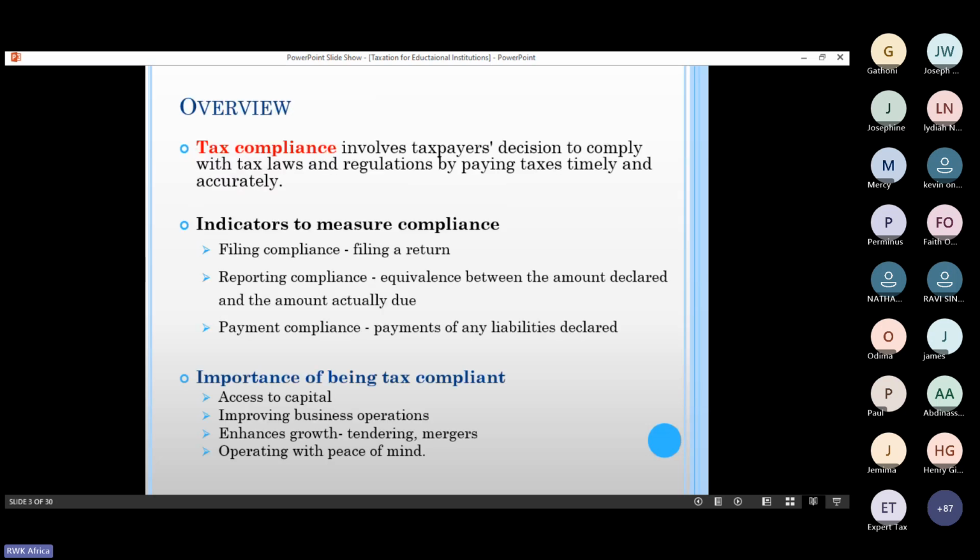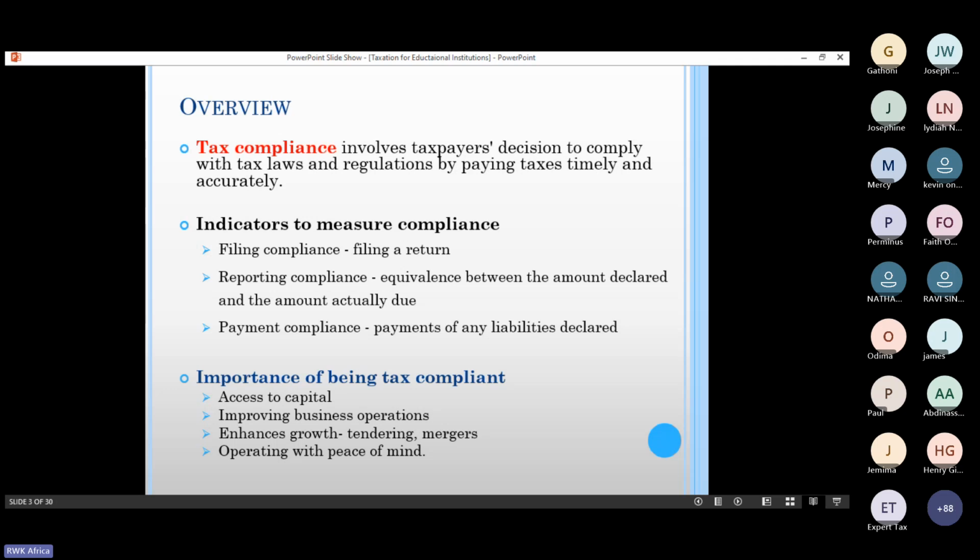So on the overview, we are going to check what we mean by tax compliance. Tax compliance is whereby a taxpayer is complying, adhering to the tax laws and regulations that have been set by the Kenya Revenue Authority by paying your taxes on time, paying accurate taxes, and not evading taxes. So you are being compliant by that.